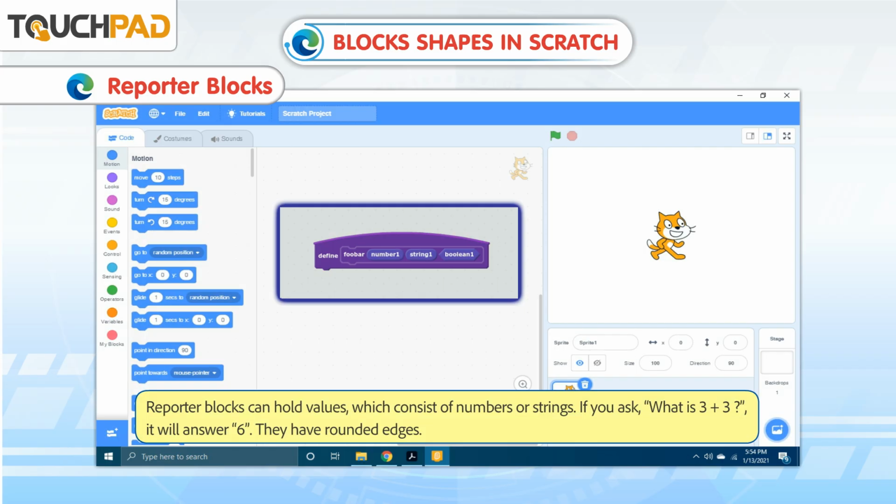Reporter blocks. Reporter blocks can hold values which consist of numbers or strings. If you ask, what is 3 plus 3? It will answer 6. They have round edges.